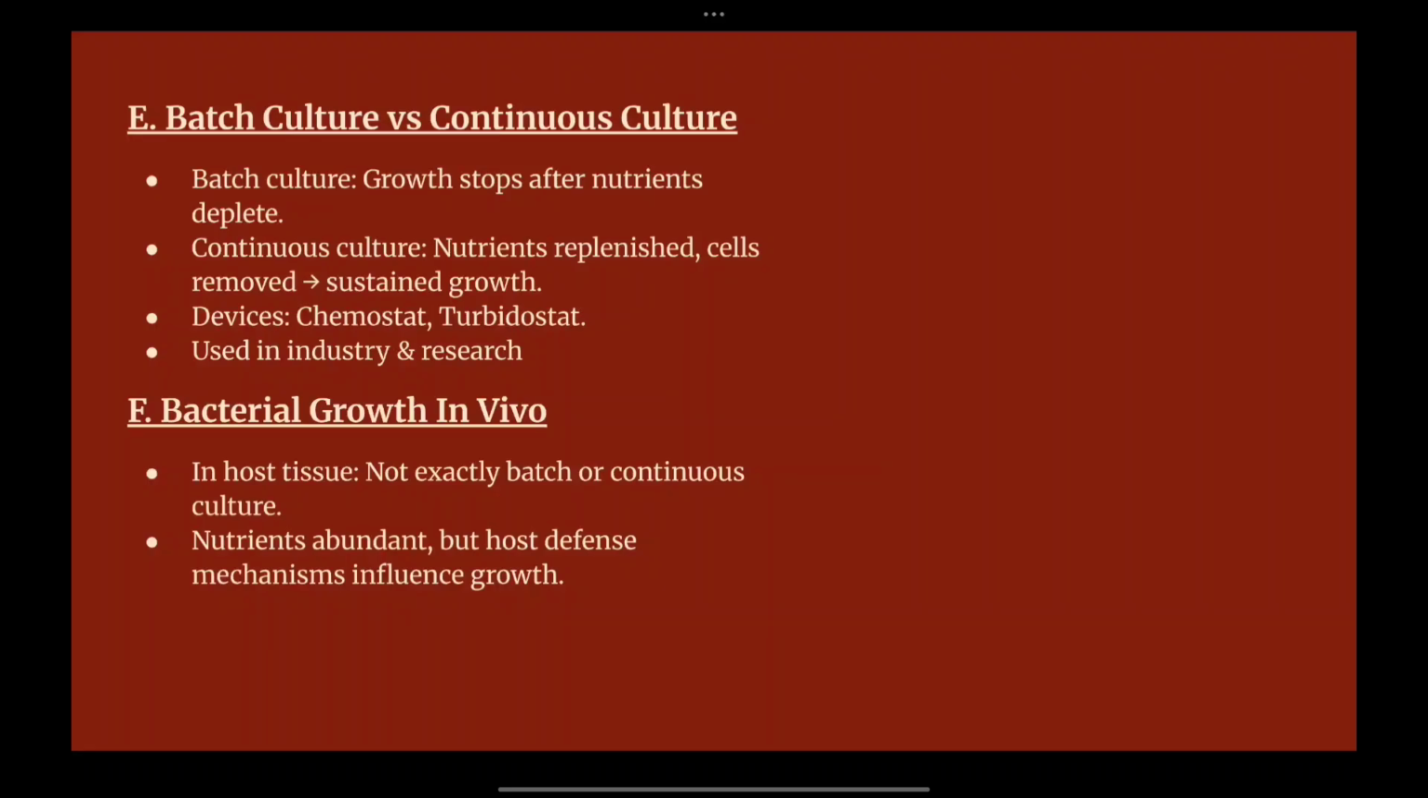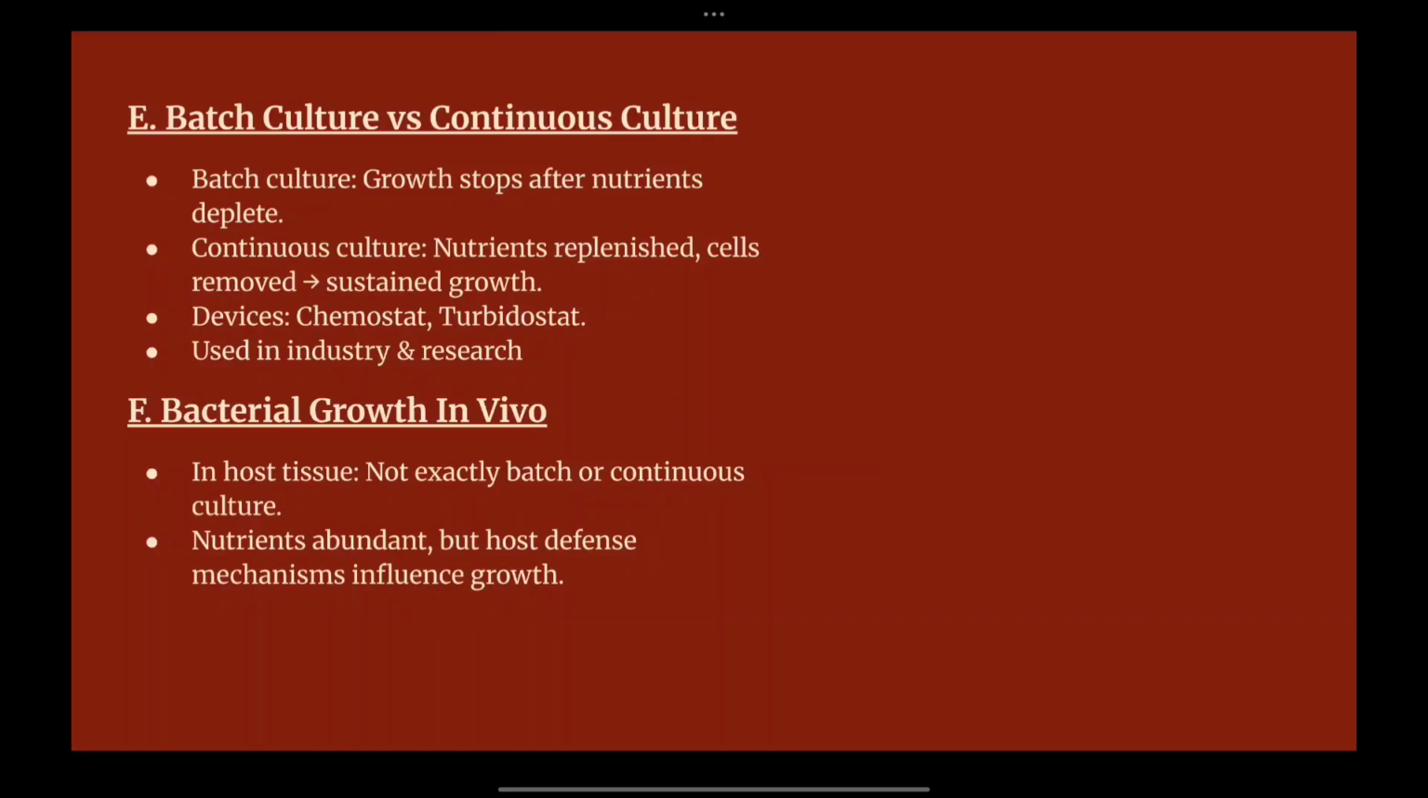feature of bacterial growth is batch culture versus continuous culture. In batch culture, the growth stops after the nutrition is depleted. In continuous culture, the nutrition is provided continuously, and the cells that are dead are removed as the nutrients are taken out, and there is sustained growth. So there is continuous growth.